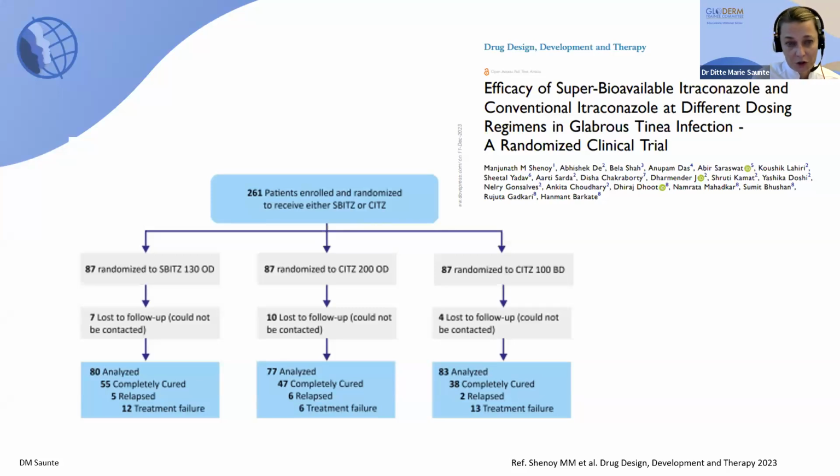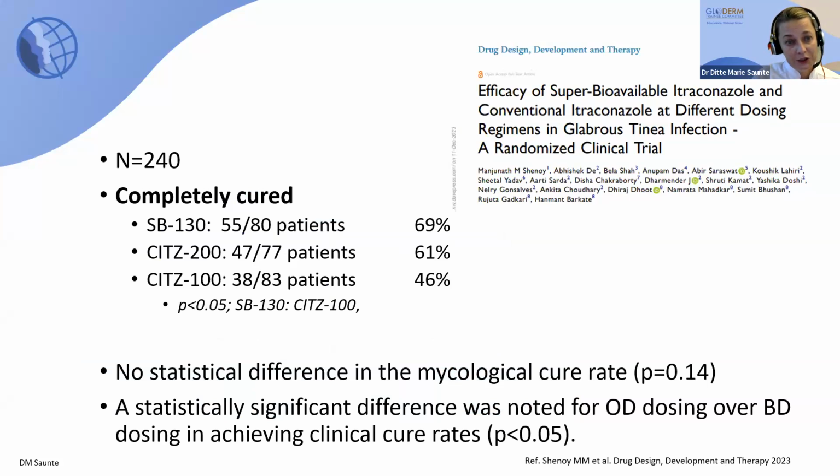And when we look into their results, there was a complete cure rate of 70% of the patients with the super bioavailable itraconazole, 60% of the patients with 200 milligrams once daily, and for 100 milligrams twice daily, 46 percent of the patients were completely cured. There was no statistical difference in the morphological cure rate, but a statistical significance was noticed for once a day dosing over twice a day dosing. So maybe the patients do not adhere properly to twice a day.